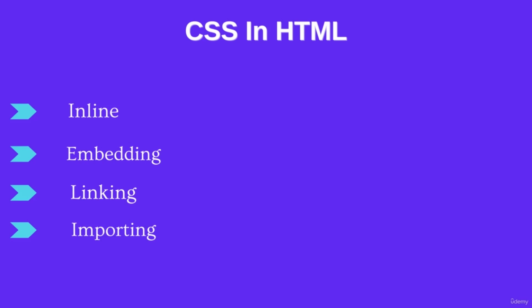Embedding is where you write the CSS code inside the header section of the HTML document, inside the style tag. There we write all the style rules and those will be applicable for the current HTML page only. After that, in the body, whichever HTML tag you are putting, you can use the name selector, ID selector, class selector, universal selector, whatever, but that will be applicable for the current page only.